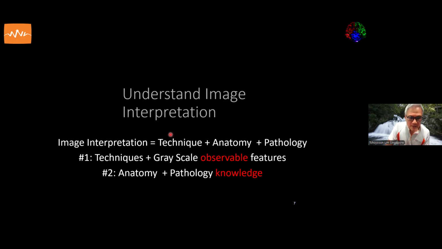Before we get there, I want to emphasize a little bit about the work that we do as radiologists. To understand image interpretation, we use the technique of MRI to generate the grayscale features that we can observe with our naked eye. With our understanding of the anatomy and what can go wrong with the patient, these observable differences allow us to see the abnormality, so to speak.